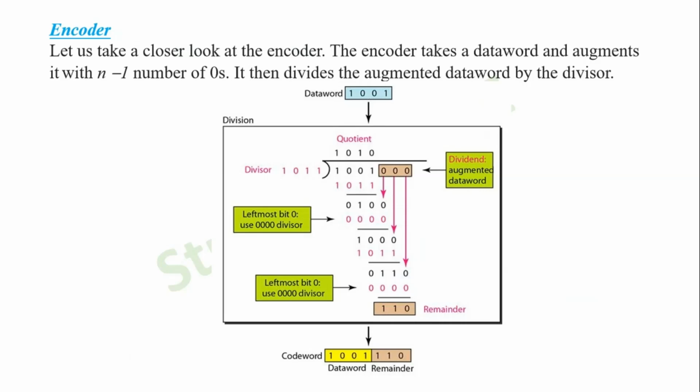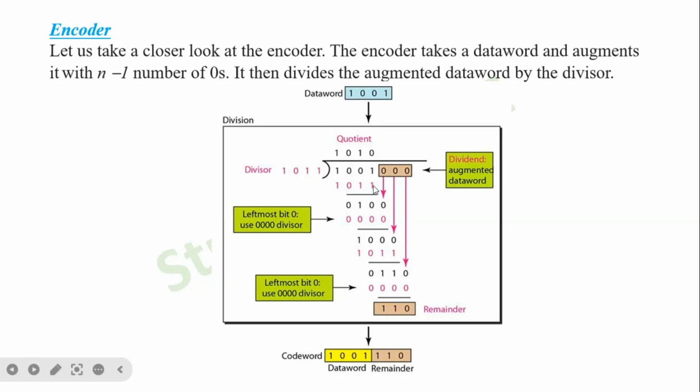I said some process will happen. What is that process? This is the divisor which both sender and receiver have agreed upon, and this is the data word we had. As I said initially, we are appending that with zeros, and now division shall take place for this whole dividend. We always check the leftmost bit. If it is 1, then we say 1 times the divisor. So for 1 times the divisor, you write the divisor as it is, and you apply the XOR operation.